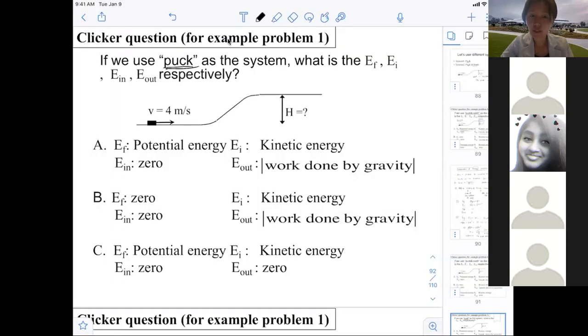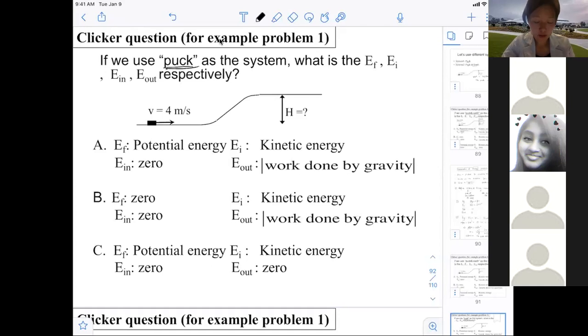Professor, for this one, would there be a difference, or would it be C again since we're trying to get the same answer? We're trying to get the same final answer, but we're not trying to get the same energy terms. Actually, they will not be the same.